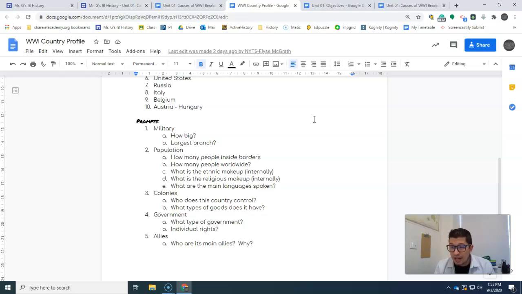Colonies, it does not have any. One of its biggest sources of tension is getting more colonies, specifically in Africa. What type of government? It is a democracy at the time. No, not a democracy. It is a monarchy at the time. Allies, who are its main allies? Austria-Hungary and Italy are its main allies. So that's what I would do if I was doing the Flipgrid for Germany.